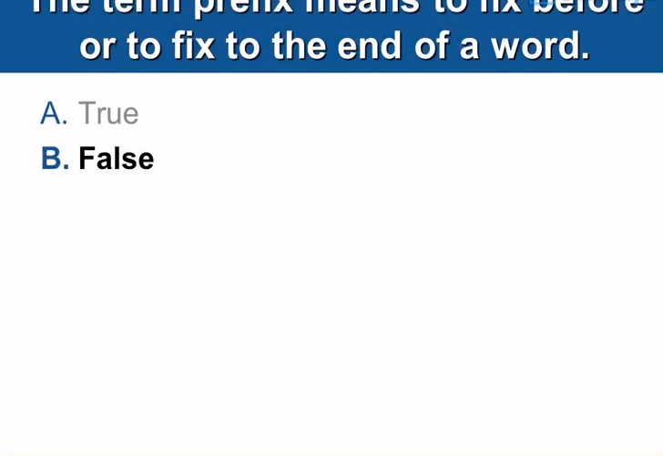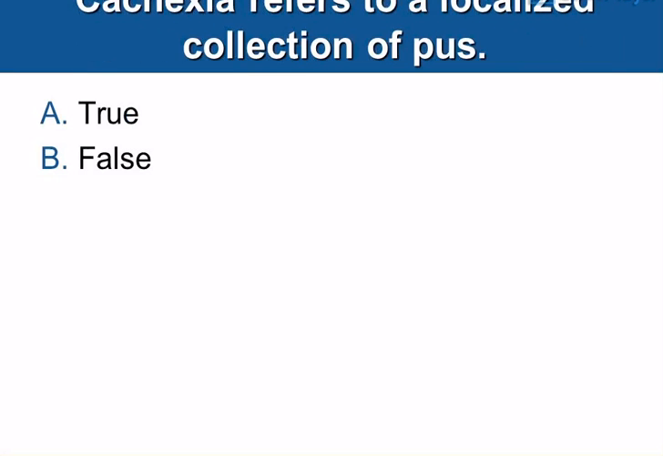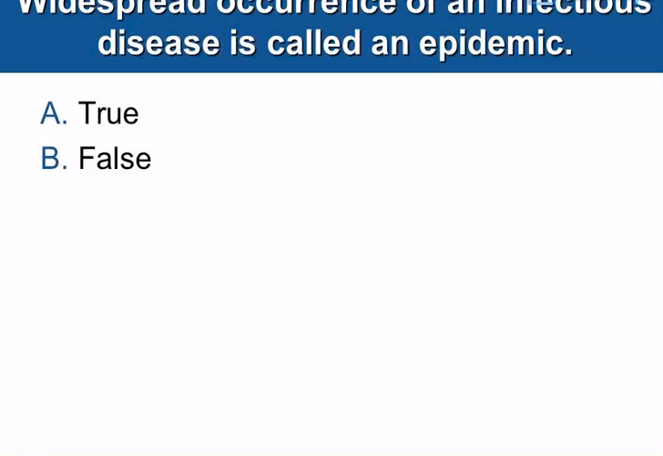Cachexia refers to a localized collection of pus. True. False. Widespread occurrence of an infectious disease is called an epidemic. True. False.